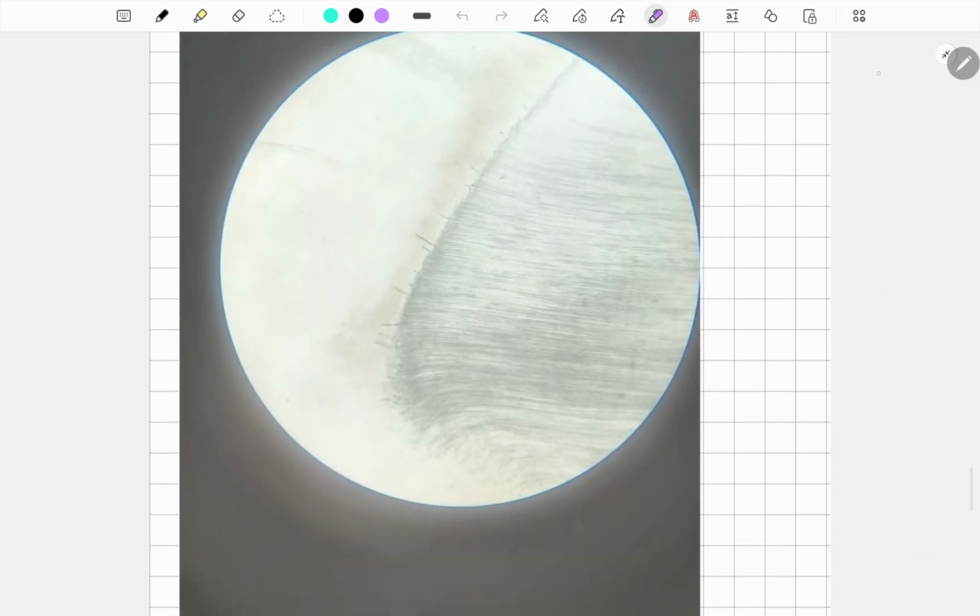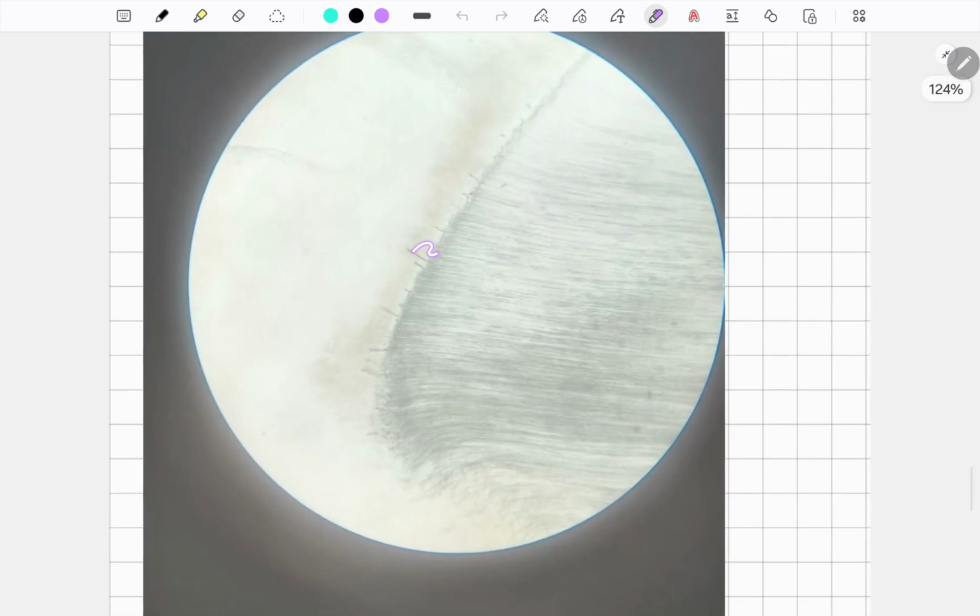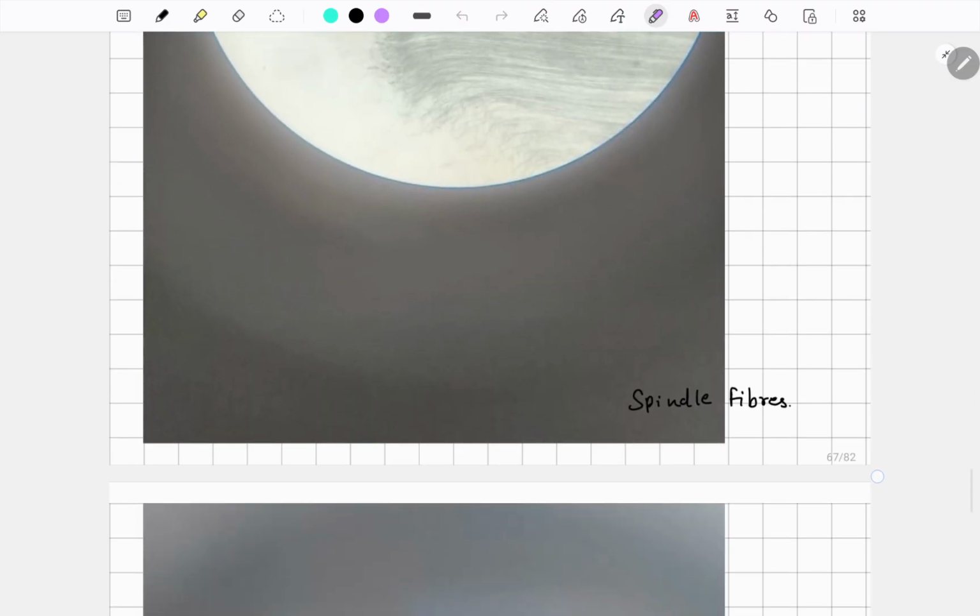Moving on to next slide. If you carefully see, over here there are odontoblastic processes originating from the dentine into the enamel. So these are the spindle fibers from dentine to the enamel. So this will be the spindle fibers. Moving on to next.